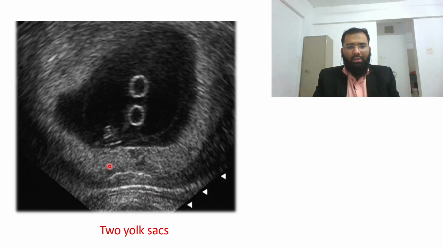So now look at this. Here you are able to see two yolk sacs. Two yolk sacs means that this is a diamniotic pregnancy.